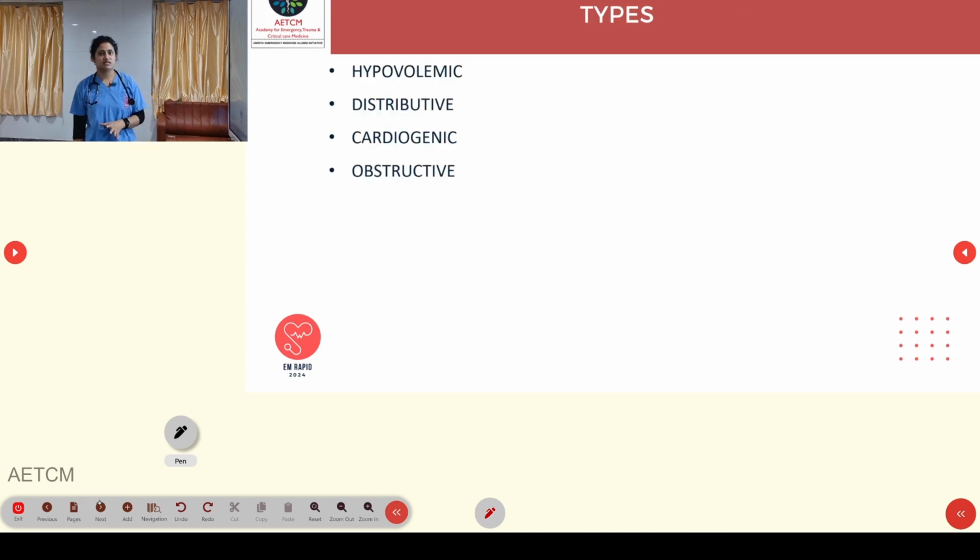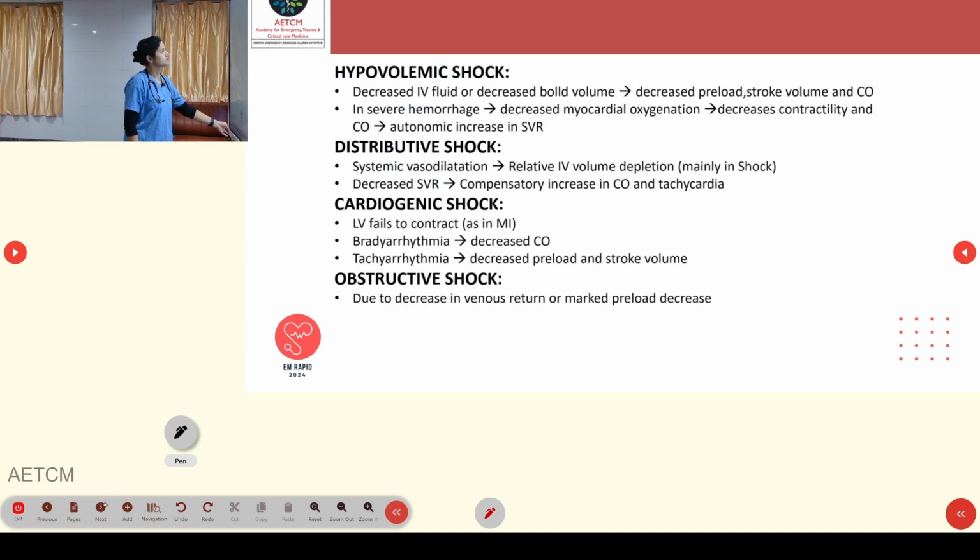So there are four types of shock: hypovolemic, distributive, cardiogenic and obstructive. Coming to hypovolemic shock, there is decreased intravascular fluid or decreased blood volume. It may cause decreased preload, stroke volume and cardiac output. In severe hemorrhage, there will be decreased myocardial oxygenation, decreased contractility and cardiac output, and an autonomic increase in systemic vascular resistance will occur.